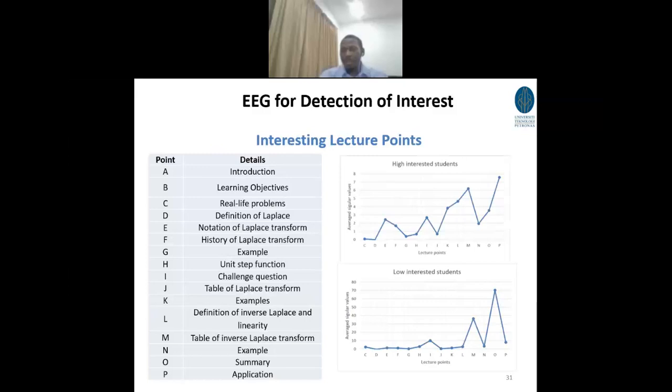Okay, now another thing that we have done is, for example, we talk about Laplace transform. This is something that they haven't seen before. How high and low score in the same set of students will affect the educator. I'm not sure I'm getting it. The same set of students will affect the educator.